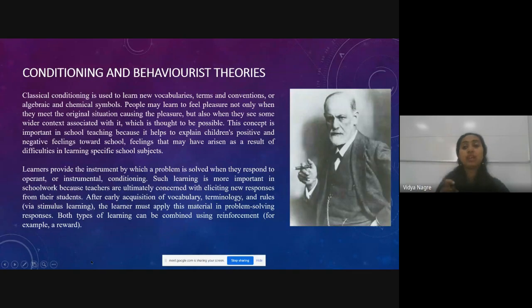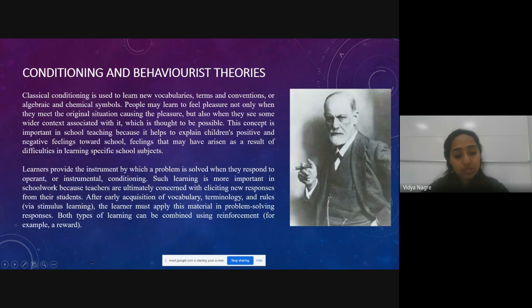There, you can start working on simplifying those concepts so students may understand them. Understanding is a base for it. If they understand, they will enjoy it better. Learners provide the instrument by which a problem is solved when they respond to operant or instrumental conditioning. Such learning is more important in schoolwork because teachers are ultimately concerned with eliciting new responses from their children.